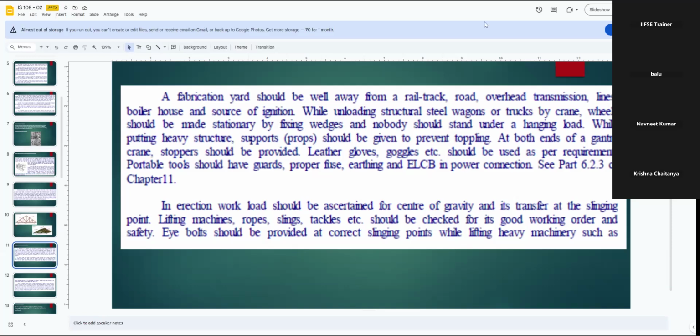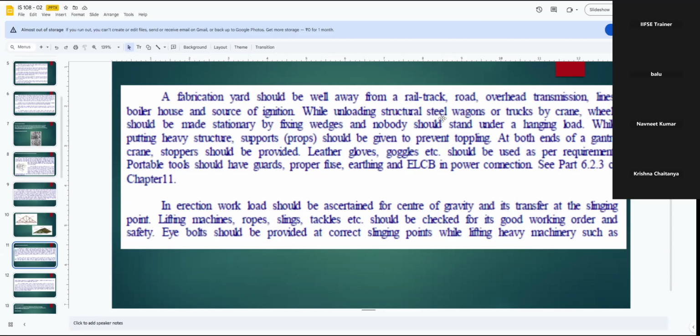While handling, cranes and booms can become a part of the circuit due to the electromagnetic field and get a shock, and likewise with boiler houses and sources of ignition. So these are the different situations and different kinds of operations where you should keep the fabrication yard a bit away.